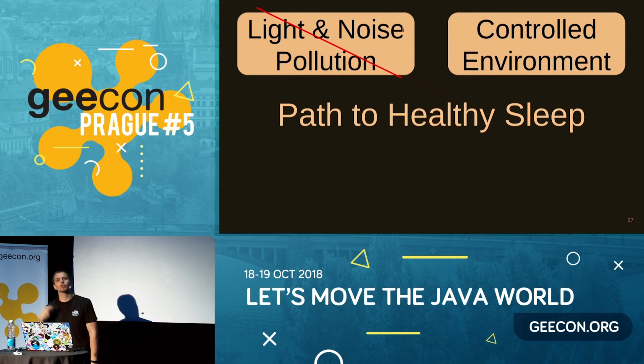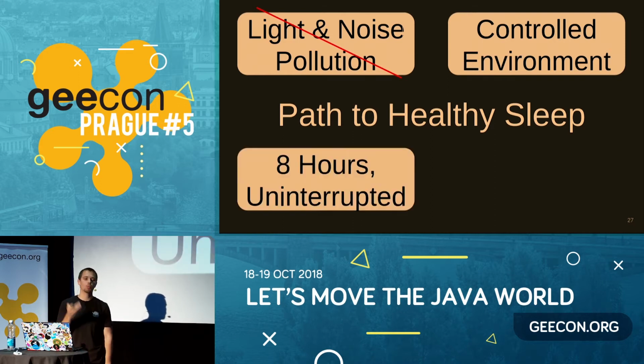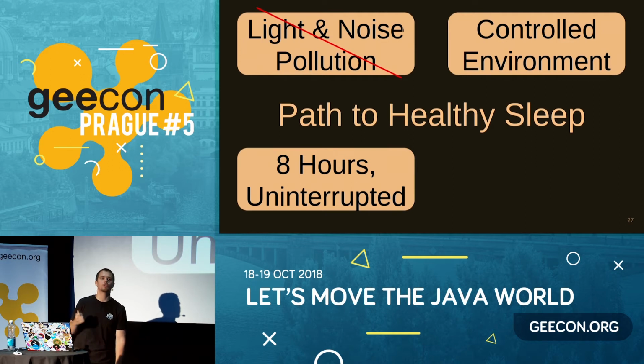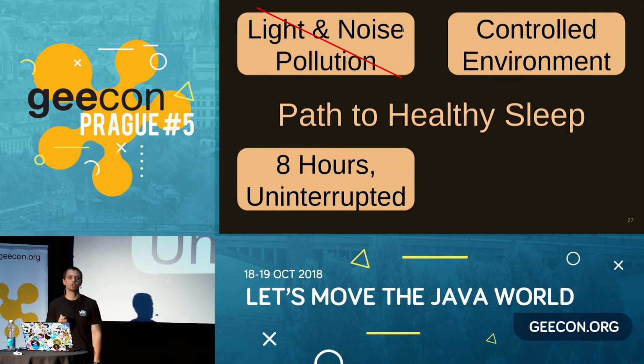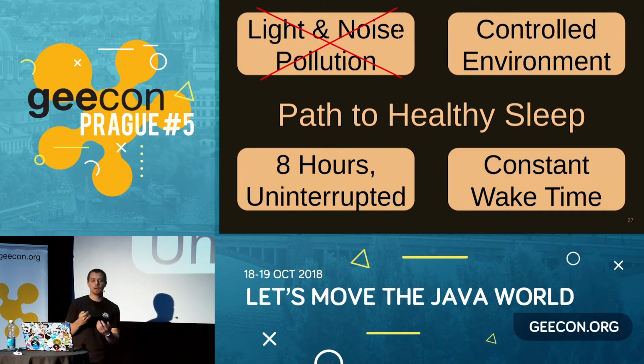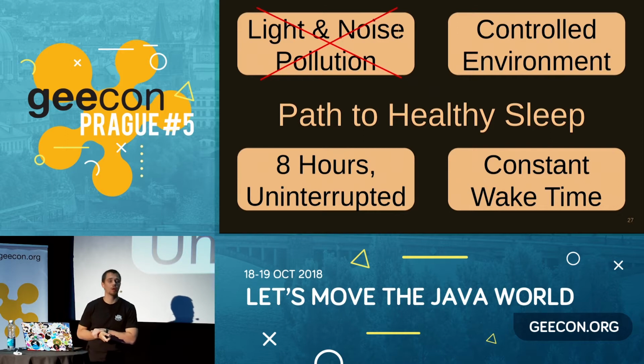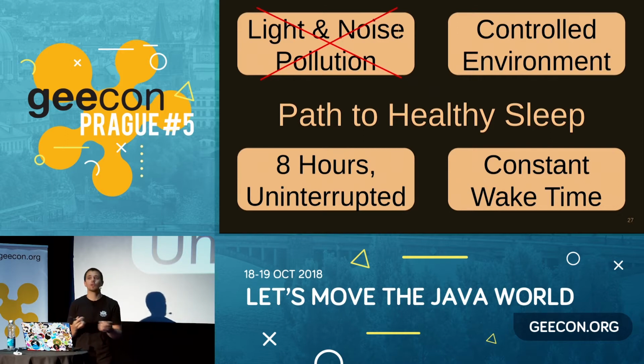And again, you want to control your environment. If the lights are shining on you, or you're traveling, you want to try to prevent those from affecting your sleep, because you want to get those 8 hours of uninterrupted sleep. That's essential. 8 hours would make a huge difference. And the constant wake time is essential as well. Things happen, we don't always get those 8 hours, but even if you go to bed later, try to still wake up at the same time.